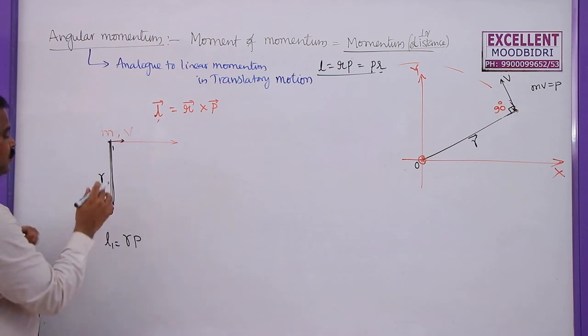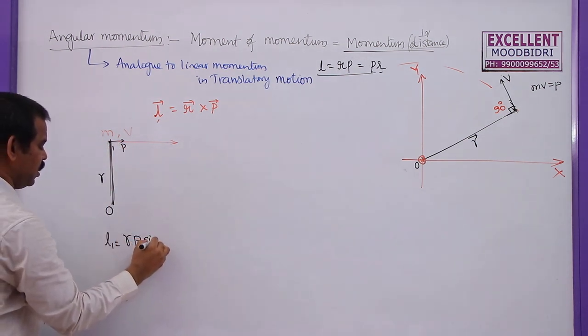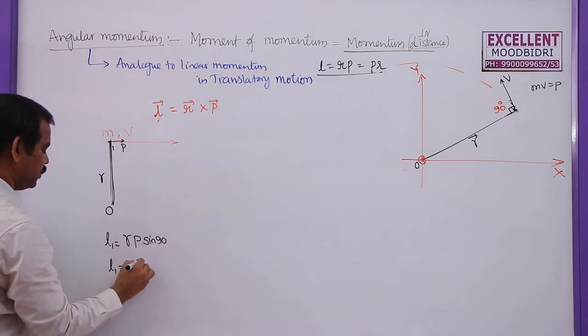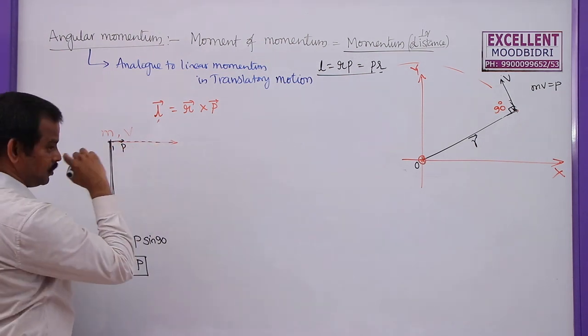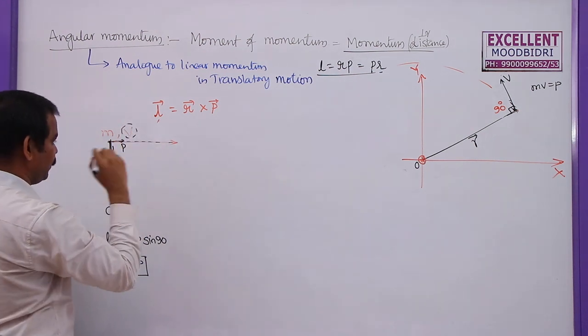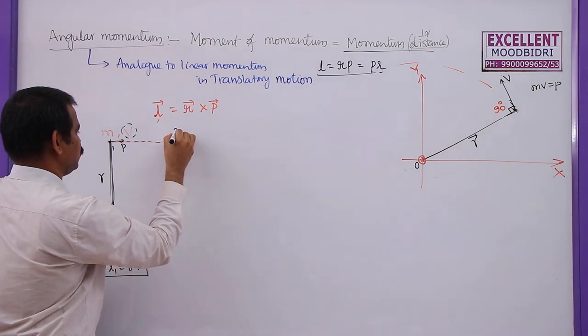What is the angle between this r and p here? As you know, this is 90. So this is r sine 90. So L1 is equal to the perpendicular distance into the momentum here. Let us say the momentum of the body is not changing. That means it is neither changing its direction nor changing the magnitude of velocity. So let us say this particle reaches somewhere here. Let me take this point as 2.